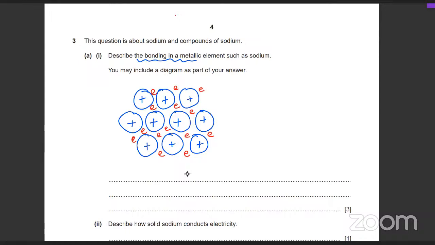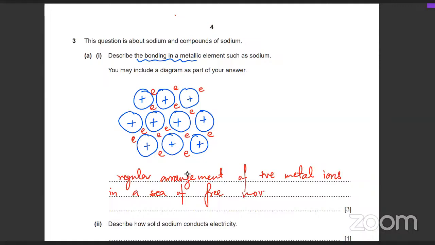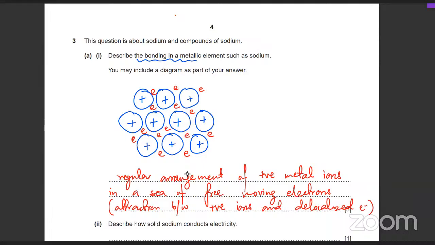So it's a regular arrangement of positive metal ions. This is known as a giant metallic lattice, which is a regular arrangement of positive metal ions in a sea of free moving, delocalized electrons, and there's attraction between the positive ions and the delocalized electrons. Is this clear? Yes, sir. And this entire thing is called a giant metallic lattice.